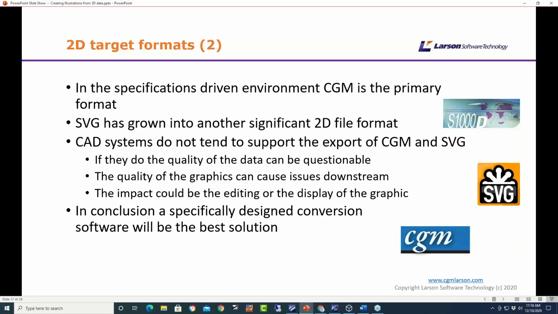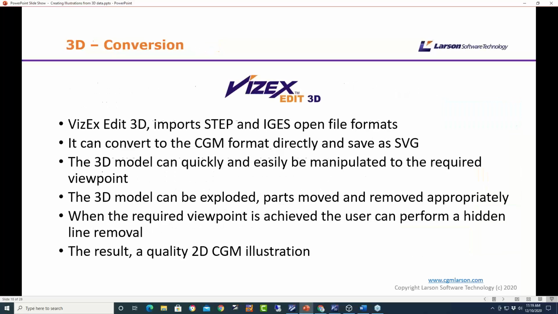The main CAD systems could support SVG and CGM, but from a CGM perspective, the quality tends to be questionable, if at all useful, mainly because it will blow the file up. It will contain polylines, so it'd be very difficult to edit downstream. So it's not something we would recommend. You really want to optimize that data if you want to reuse it. So our conclusion is you'd be best off with specific software rather than a general CAD system.